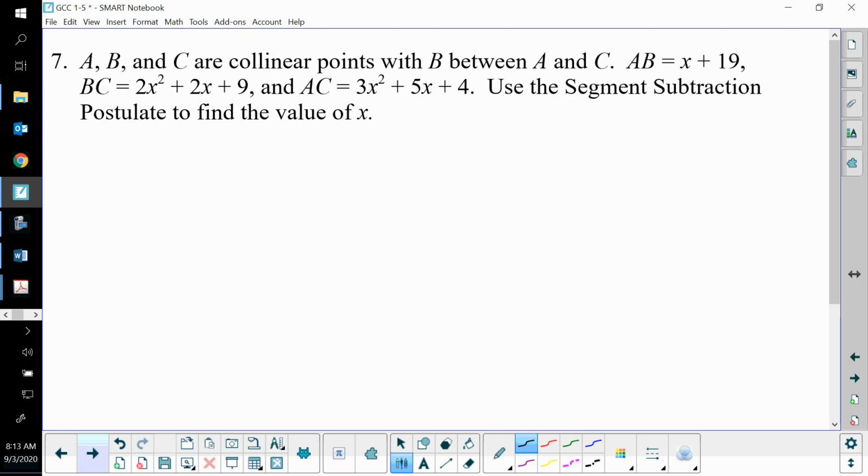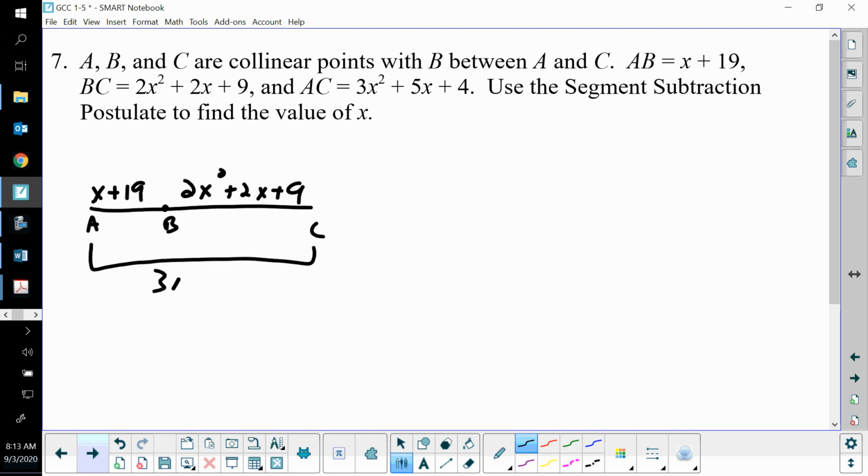All right, our last one for this video. A, B, and C are collinear points with B in between. AB is x plus 19. BC, we got 2x squared plus 2x plus 9. And then AC, the big thing, it's 3x squared plus 5x plus 4.